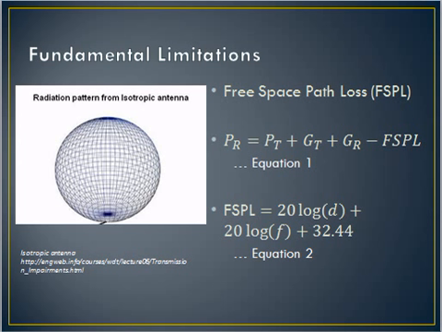A communication link between the transmitter and receiver is possible if the difference between the transmitter power and the free space path loss is greater than the receiver sensitivity. This is illustrated by equation 1, which includes the effect of antenna gains and was used to calculate the FSPL. Equation 2 is the FSPL equation, which was used to determine the link length D.